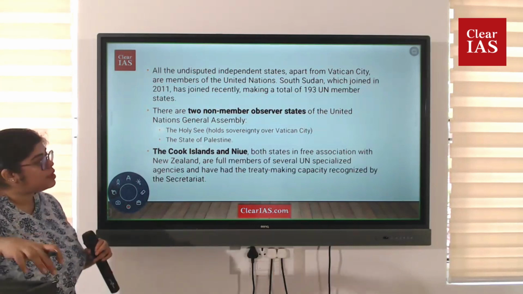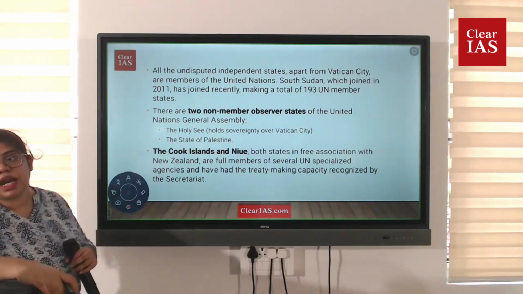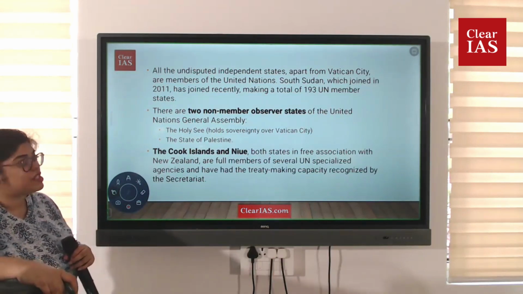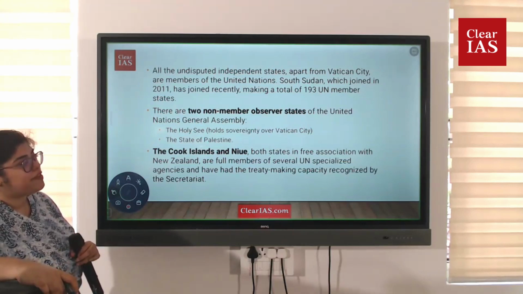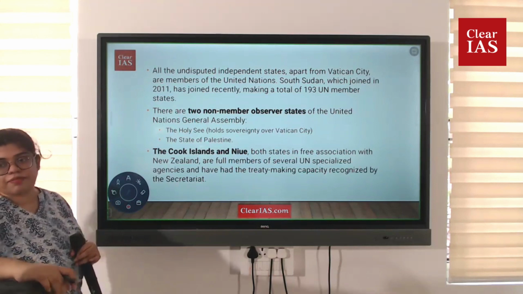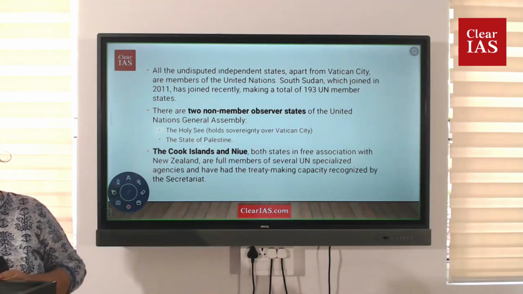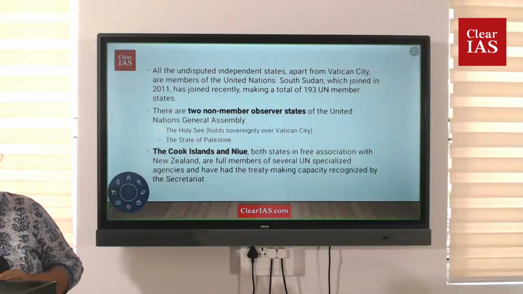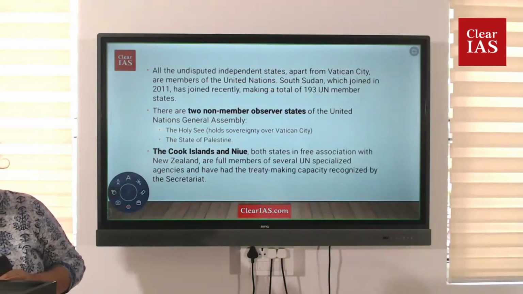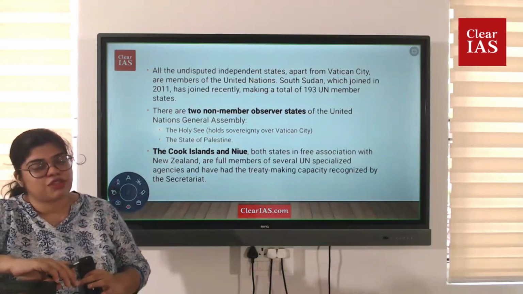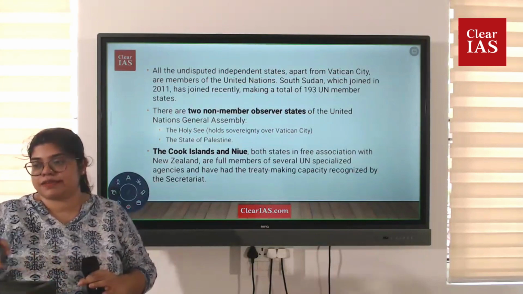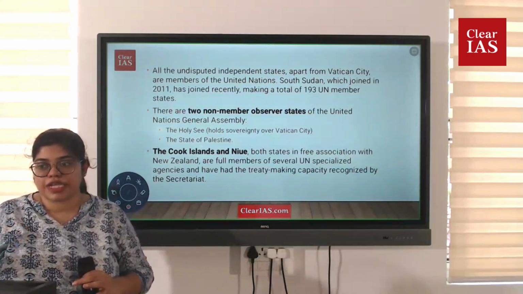Then Cook Island and Niue are in free association with New Zealand. They are also full members of several UN specialized agencies. Okay. So they are like Cook Island and Niue. They are not a separate country, but they are associated with New Zealand, while also associating with so many UN agencies. And they can make their own treaties.